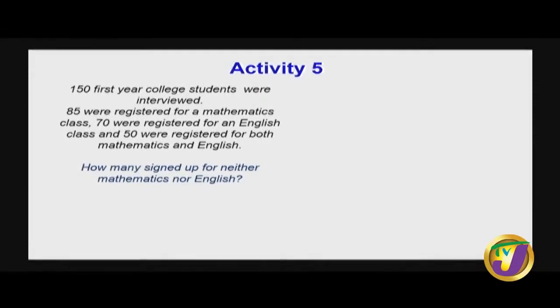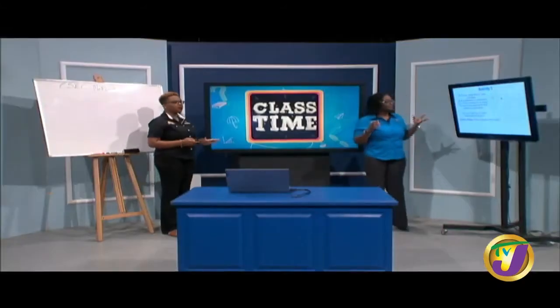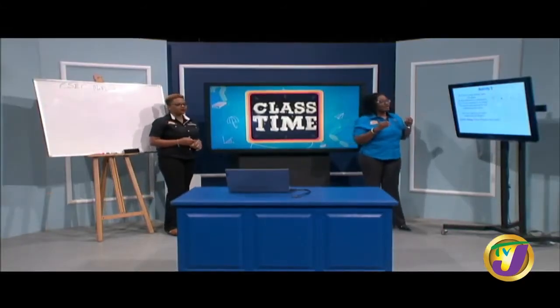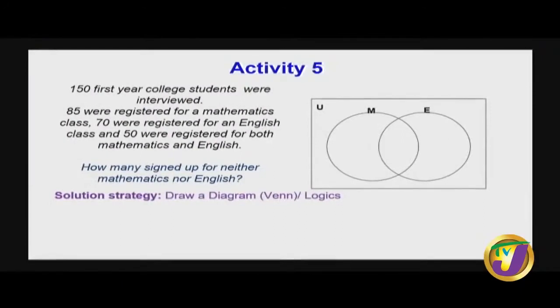So you're going to call Uncle Venn? Calling Uncle Venn, because we're going to be doing a Venn diagram. Not a problem. Now, I know that for this diagram, I need to have overlapping circles for this Venn diagram. How do I know that? 50 students were registered for both mathematics and English. So, you know what? Let's work. We're kind of working backward here, because we're working from the last piece of information. All right. So let's start with our 50 students in the intersection of our Venn diagram.